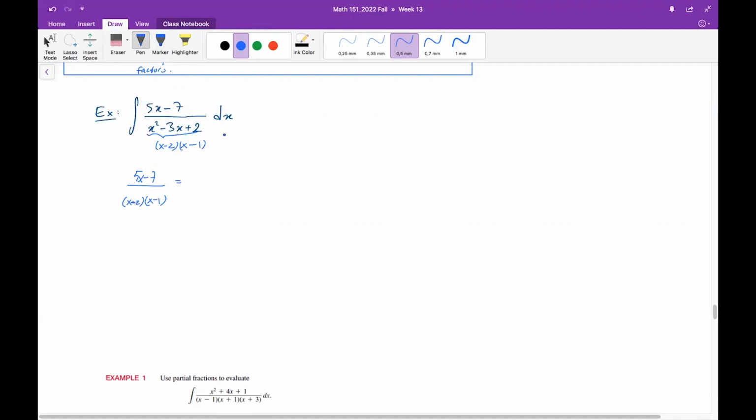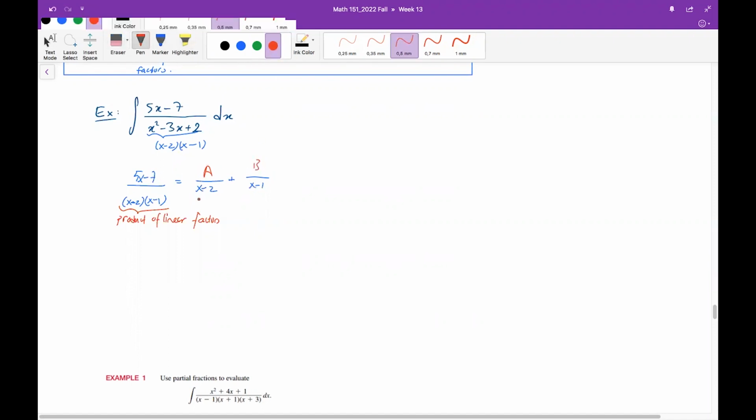The first thing to notice is that the denominator is a product of linear factors. That's why, how do I decompose it? This is a linear factor, that's why I just put a constant in the numerator. This is another linear factor, and I need to put another constant in the numerator. This is the rule when we have linear factors. Then let's try to find a and b. How can we find them?